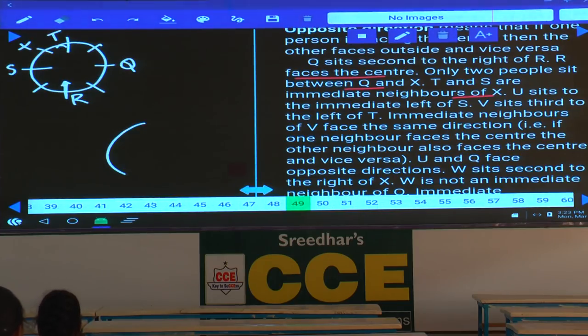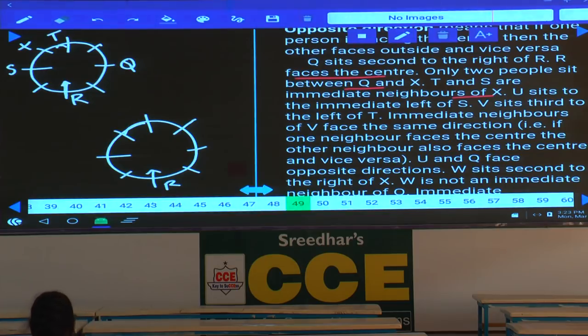And the second possibility, 8 persons, 1, 2, 3, 4, 5, 6, 7, 8. Now, R is facing the center and Q is here. If X is here, X at this place, T at this place and S at this place. How many possibilities do we have? Two possibilities. And T and S are immediate neighbors of X.